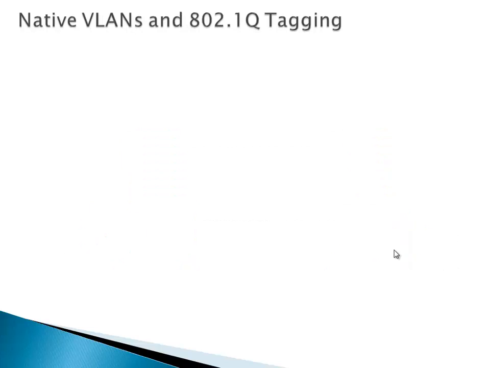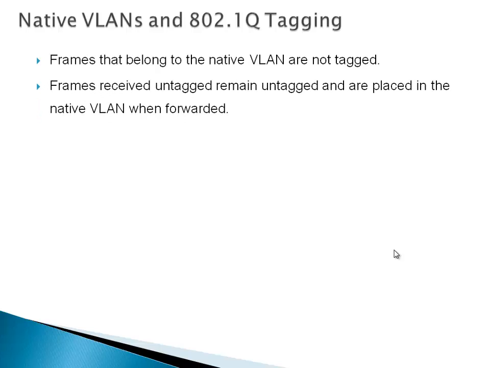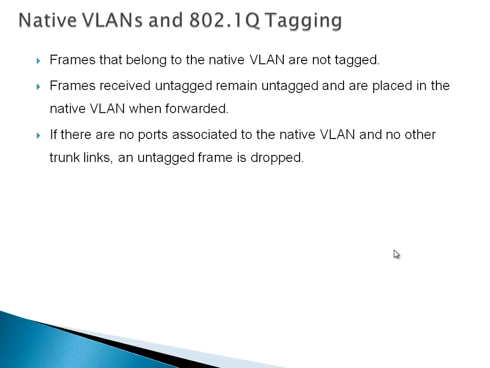Native VLANs and 802.1q tagging. Frames that belong to the native VLAN are not tagged, so they're not colored. Frames received untagged remain untagged and are placed in the native VLAN when forwarded. If there are no ports associated to the native VLAN and no other trunk links, an untagged frame is dropped. In Cisco switches, the native VLAN is VLAN 1 by default.